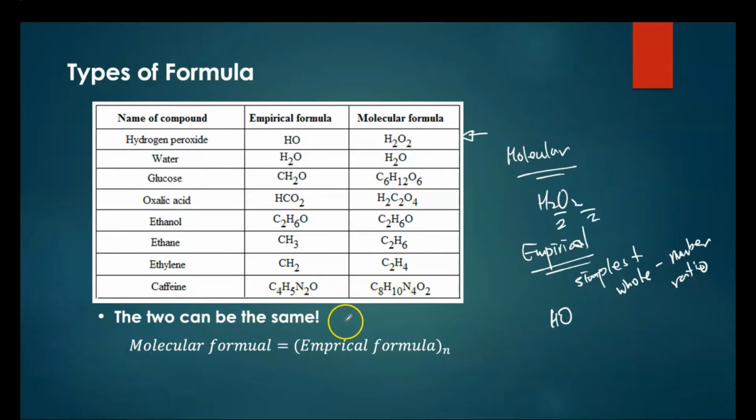What you need to remember is that the two can be same. Okay, means just like this H2O, right? The empirical formula of the H2O is H2O. Molecular formula of H2O is H2O. So whenever you go from molecular to empirical or empirical to molecular, what you need to remember is we always either divide by the same number or multiply by the same number.